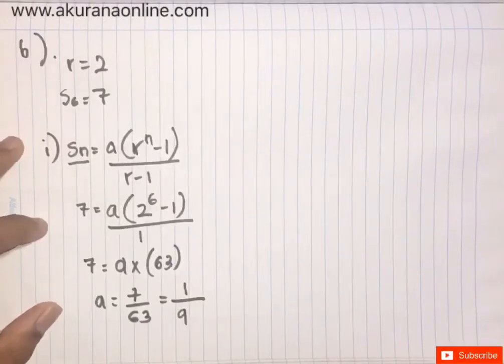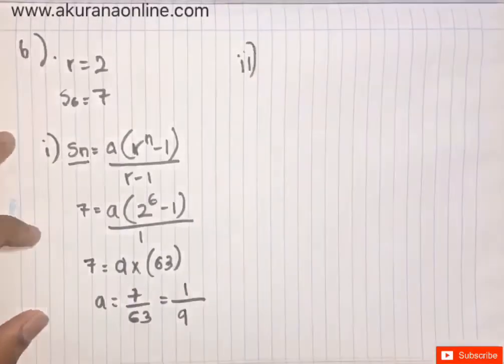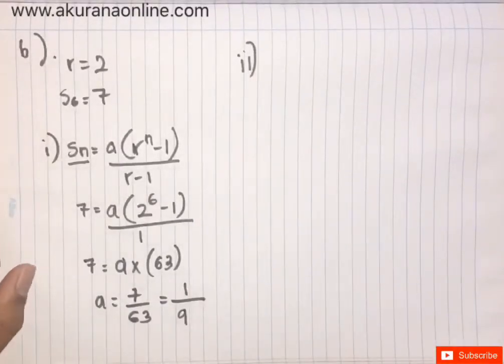And then the second part of the same question: find the fifth term of this progression. You have to find the fifth term. Now you know the common ratio. Now you have to find the fifth term. How do you go with this question now?